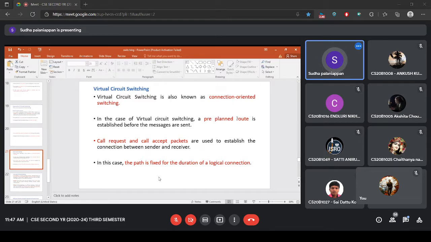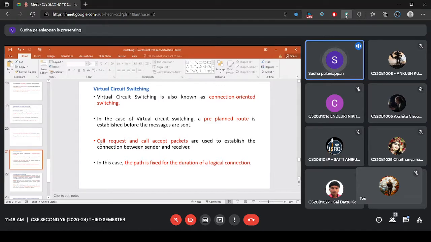Here the virtual circuit is connection oriented, and it has some pre-planned route for sending the message from one node to another. Call request and call accept packets are used to establish a connection between the sender and the receiver. There are 2 packets: one is call request, and another one is call accept, to establish a connection between the sender and receiver.